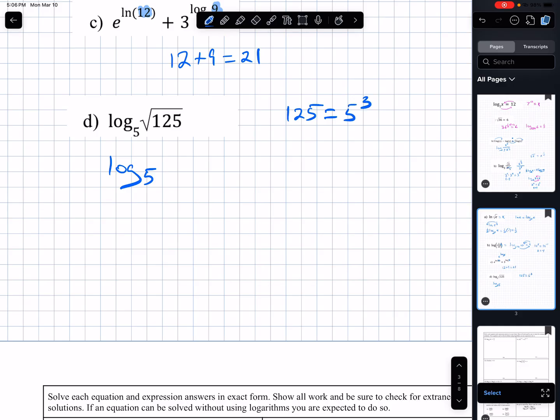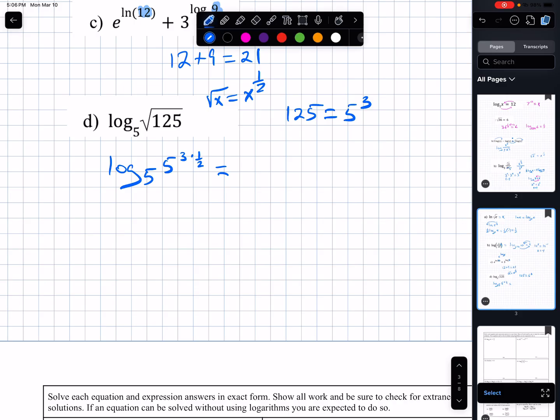So then if I rewrite, square root means to the 1/2 power, right? So if I were square root of x, it would be x to the 1/2. So we have 5 to the third times 1/2. What's 3 times 1/2? 1.5. So this part cancels, right? Because these are the same. So it's just 3 times 1/2, which is 3 halves or 1.5. Easy.